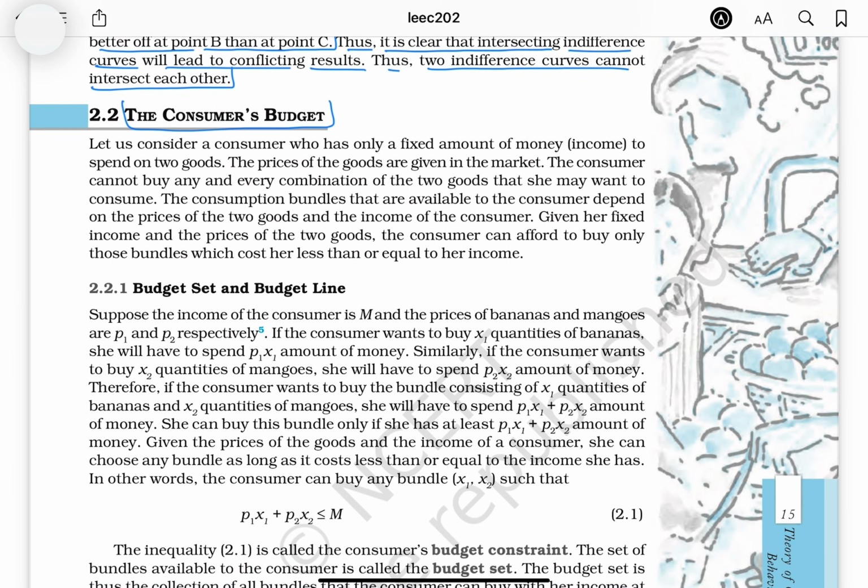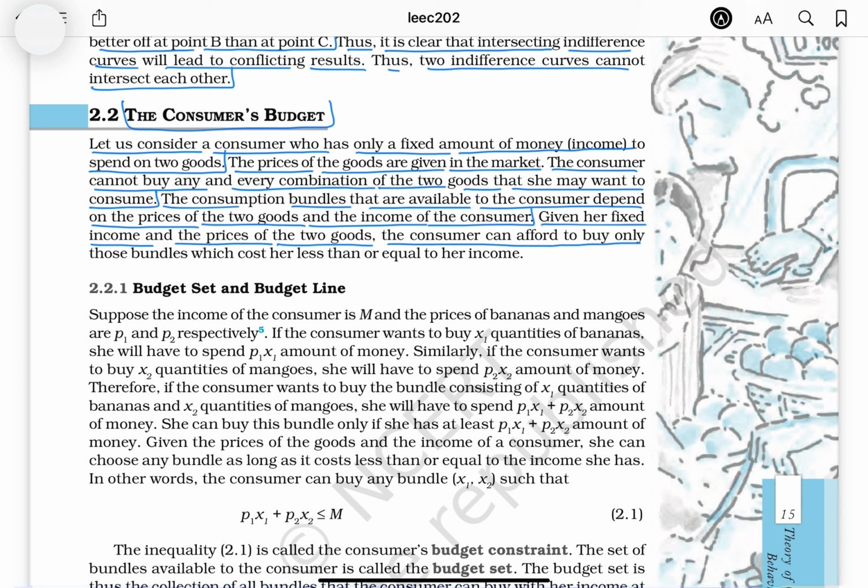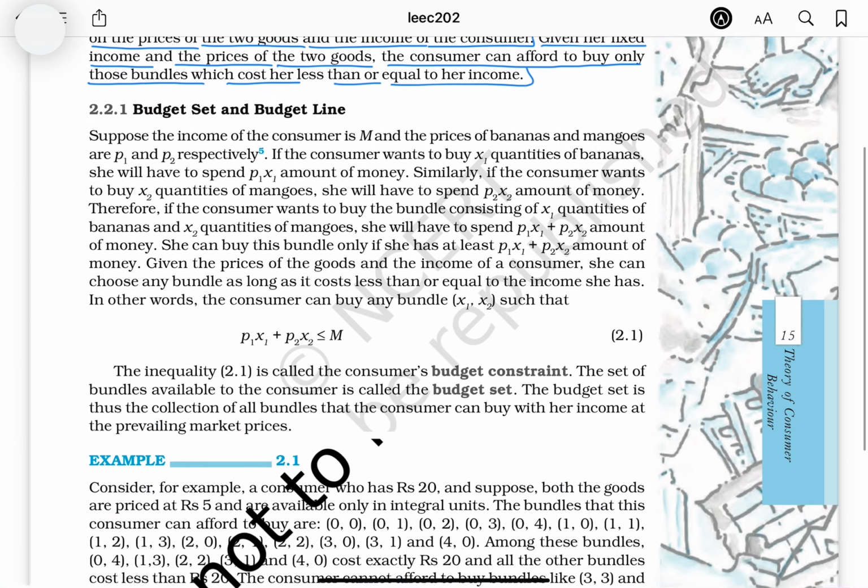The consumer's budget. Let us consider a consumer who has only a fixed amount of money income to spend on two goods. The prices of the goods are given in the market. The consumer cannot buy any and every combination of the two goods that she may want to consume. The consumption bundles that are available to the consumer depend on the prices of the two goods and the income of the consumer. Given her fixed income and the prices of the two goods, the consumer can afford to buy only those bundles which cost her less than or equal to her income.